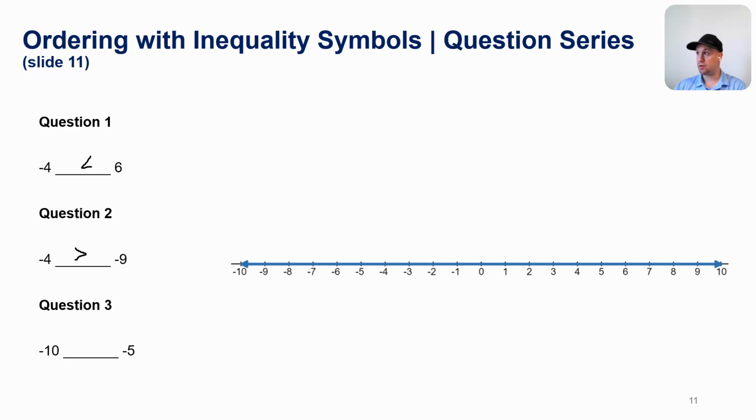And then question number 3, we have negative 10 and negative 5. So negative 10 is found here. Negative 5 is found here. So negative 5 is bigger in value. Negative 10 is less in value. Now, how this is first written is the negative 10 first. So we would say negative 10 is less than negative 5. Okay, so this is how we order with inequality symbols for negative numbers.